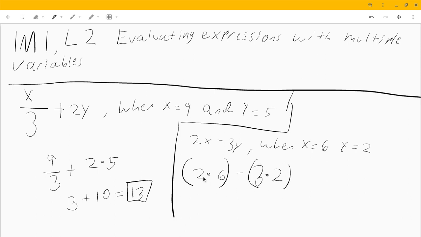You get 2 times 6, that's just 12. 12 minus 3 times 2, that's just 6. So you get 12 minus 6 is equal to 6. So when x is equal to 6 and y equals 2, this will produce an output of just 6. So let's go on to another page real quick. There we go. So let's do another one.